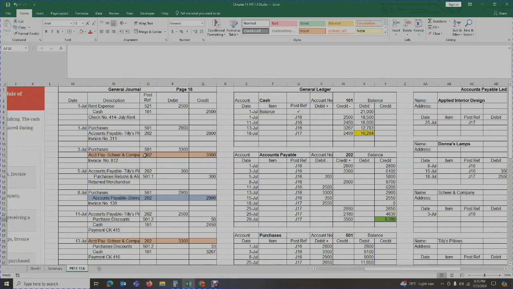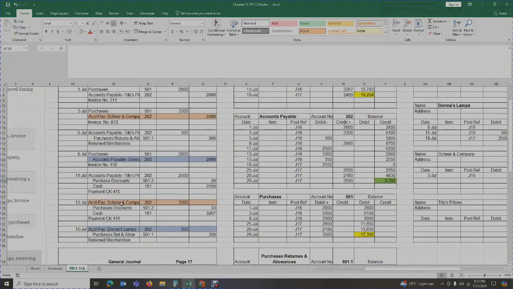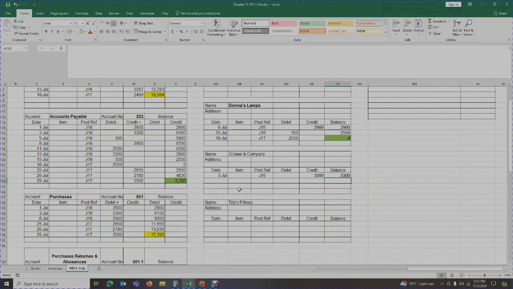Then we're going to do July the 13th. We have a debit of $3,300. So July the 13th. This is Journal 16. We have a debit of $3,300. So at that point we owed nothing.